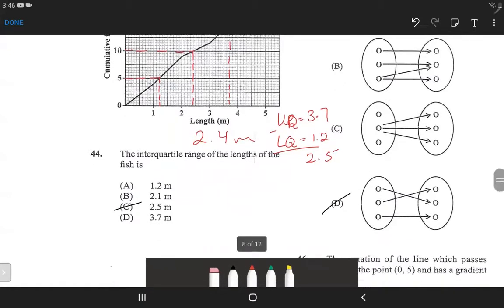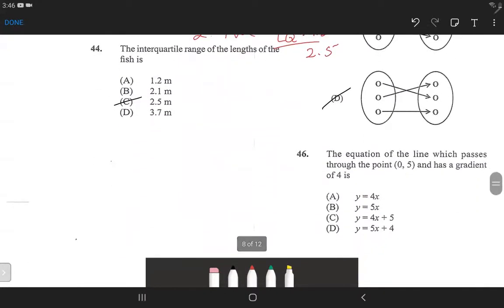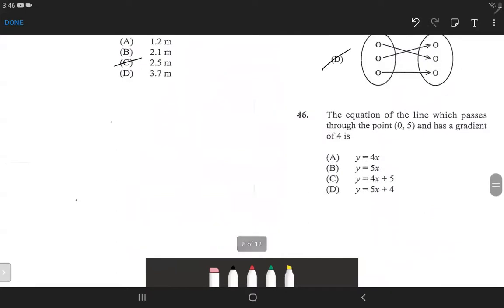Right, so everyone has one thing. The equation of a line which passes through the point (0, 5) and has a gradient of 4. That means 5 is the y-intercept, gradient is 4, that is C.